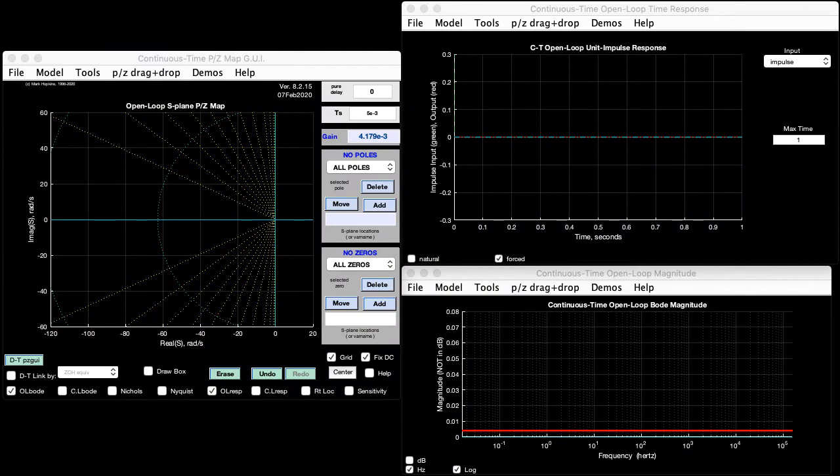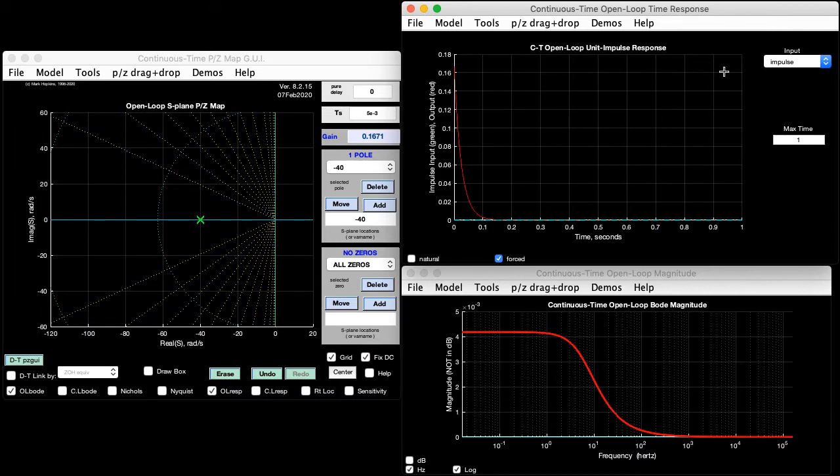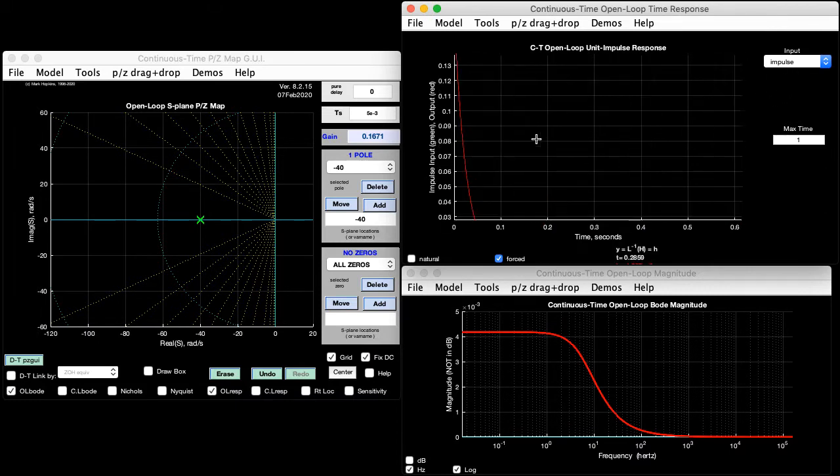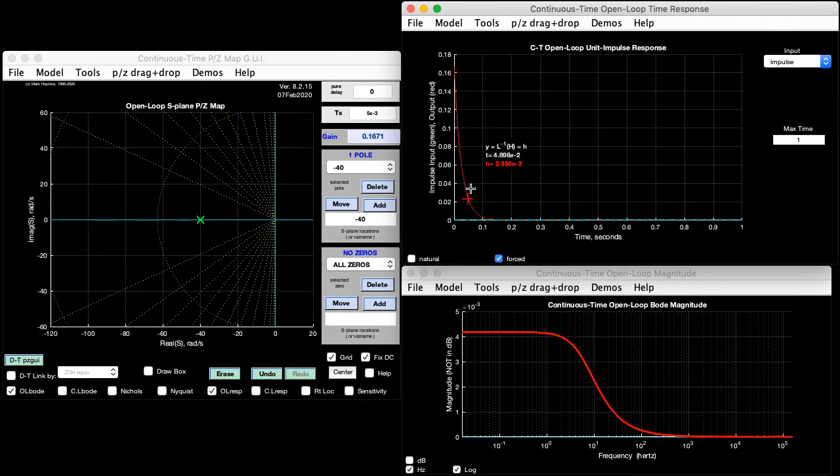So here I've booted up the PZ GUI developed by Mark Hopkins, who's a professor at the Rochester Institute of Technology. And I would like to start by putting a couple of poles at minus 40. That's a single pole. I set the time domain GUI over here to show the impulse response. And since it's just a single pole here, I have a decaying exponential, which is what you expect, and it's a very boring one-pole low-pass filter.